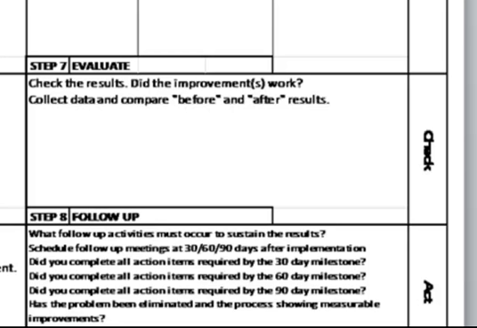If you didn't, then you need to go back through the process again and then say, okay, where did we make a mistake? Where did we not get the right information? Where did we not recognize the correct root cause? We were looking at symptoms as opposed to root causes, or we put the wrong countermeasures in place, and so on. So that's what you really need to do at this point.